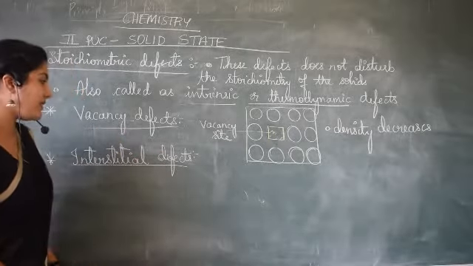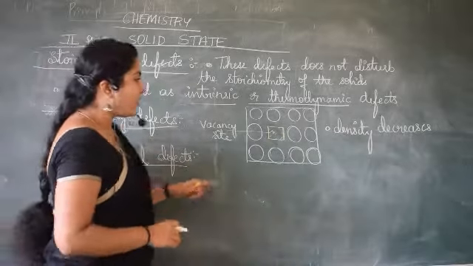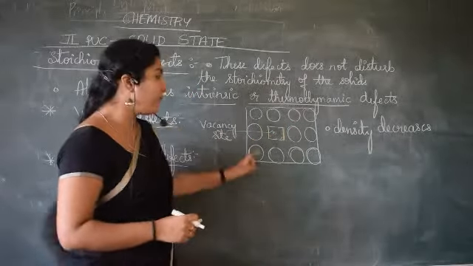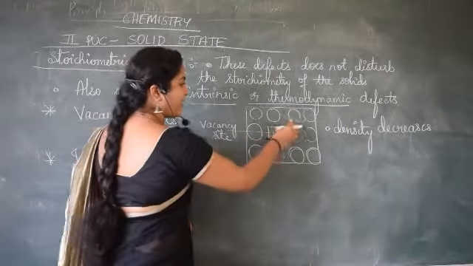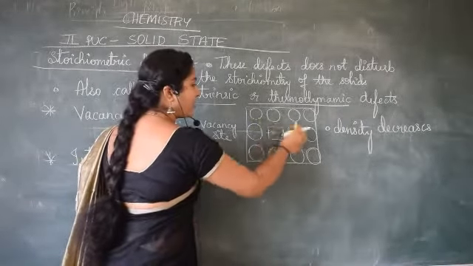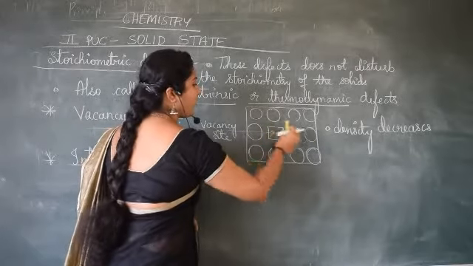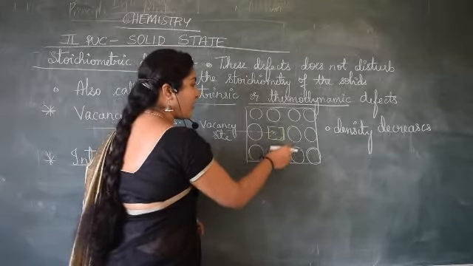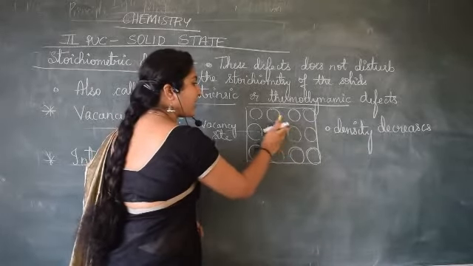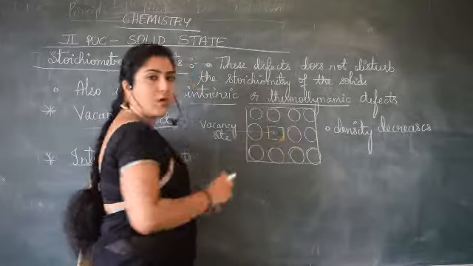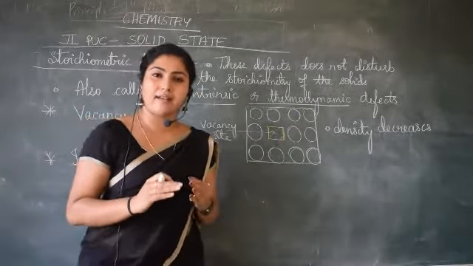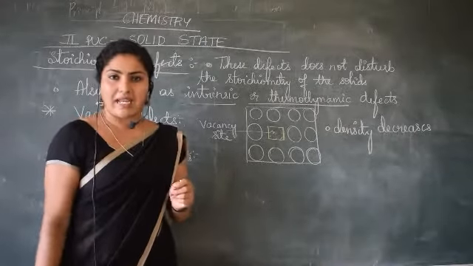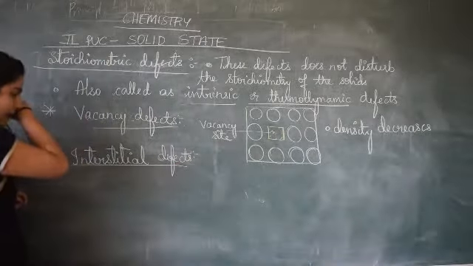Interstitial defect means, see, from the normal position. Now this is a normal position, isn't it? In this I'm going to explain. See, in this, this is a regular arrangement now. Apart from this regular arrangement, all these spaces you can see here are called interstitial sites. Interstitial site means the site or region other than the normal site. It's called interstitial site.